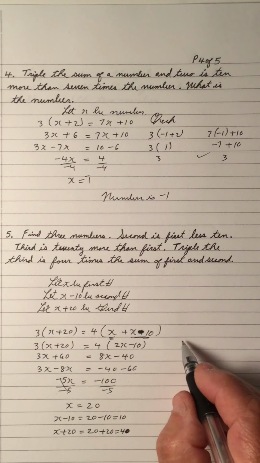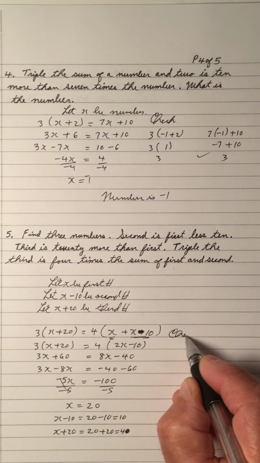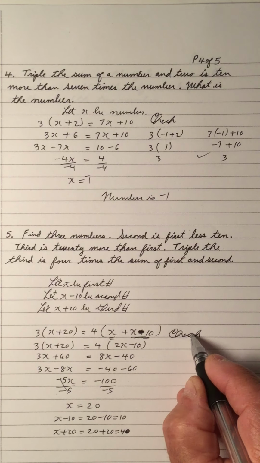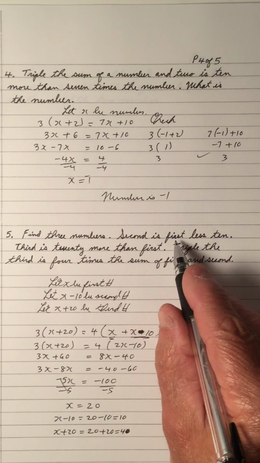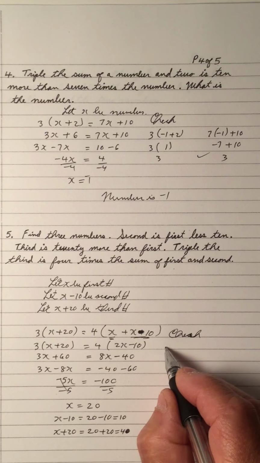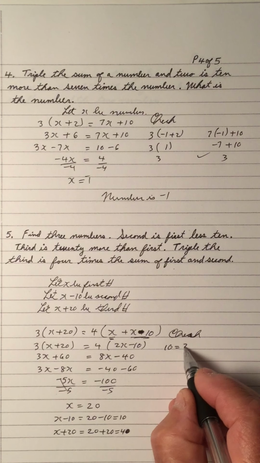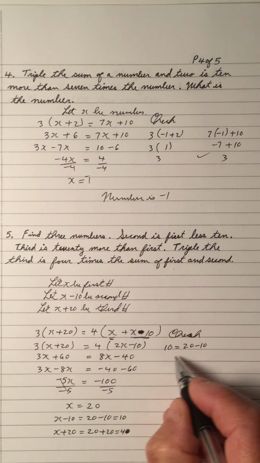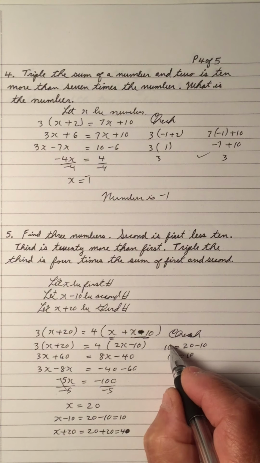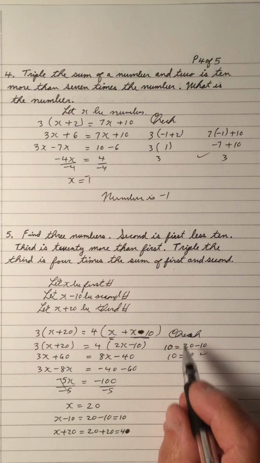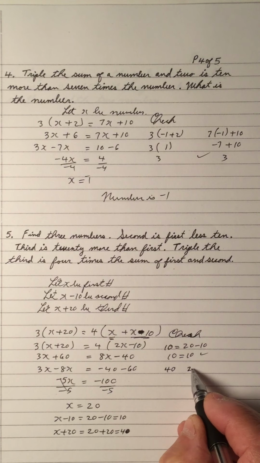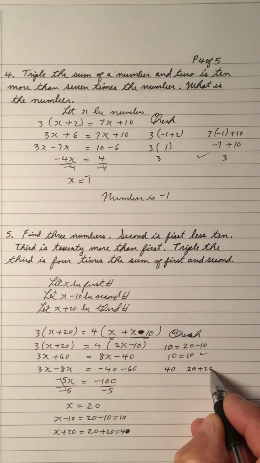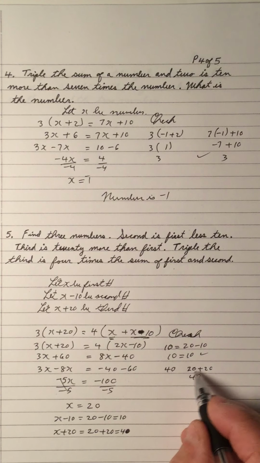So let's check. The second is 10 less than the first. So the second, which is 10, is the first less 10. 10 equals 10. True. The third is 20 more than the first, so the third, 40, is 20 more than the first. So 40 equals 40. True.